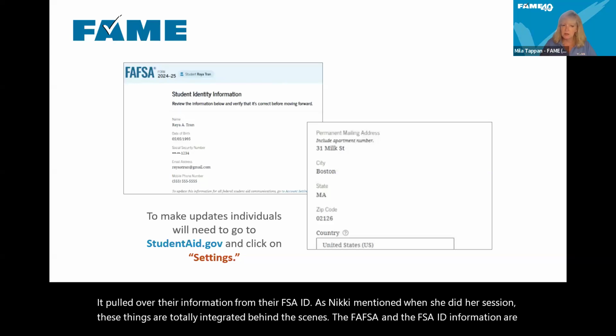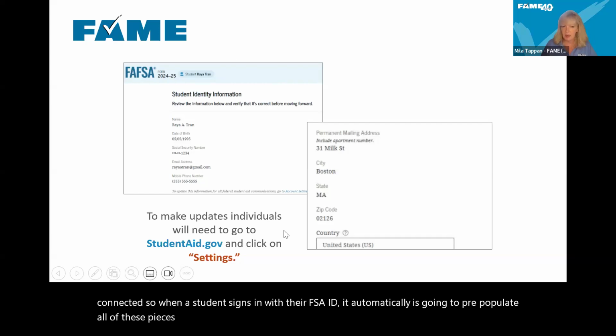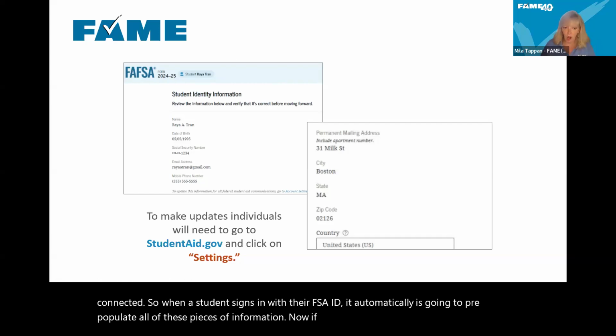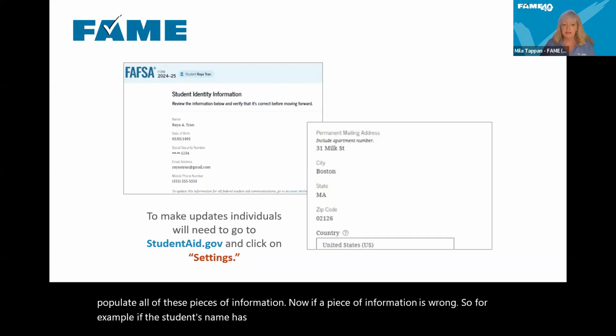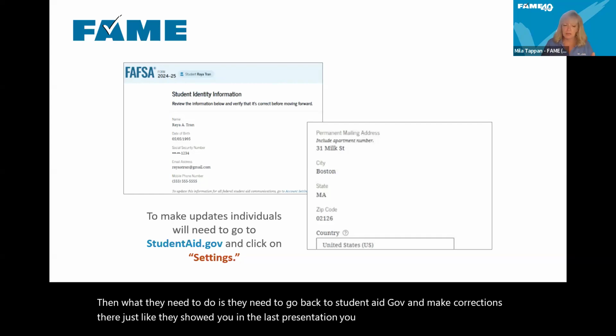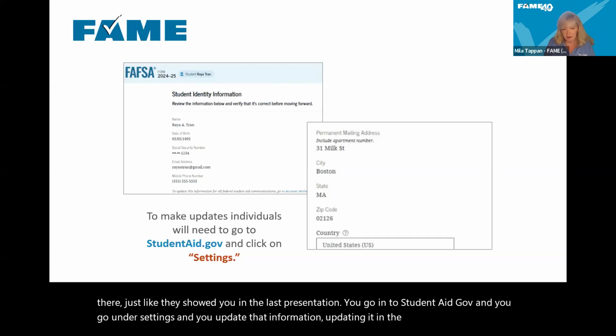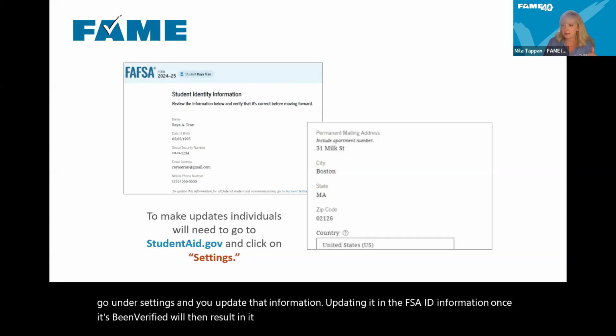So when a student signs in with their FSA ID, it automatically is going to pre-populate all of these pieces of information. Now, if a piece of information is wrong, for example, if the student's name has changed, then they need to go back to studentaid.gov and make corrections there. Just like they showed you in the last presentation, you go in to studentaid.gov and you go under settings and you update that information. Updating it in the FSA ID information, once it's been verified, will then result in it being updated in the FAFSA.